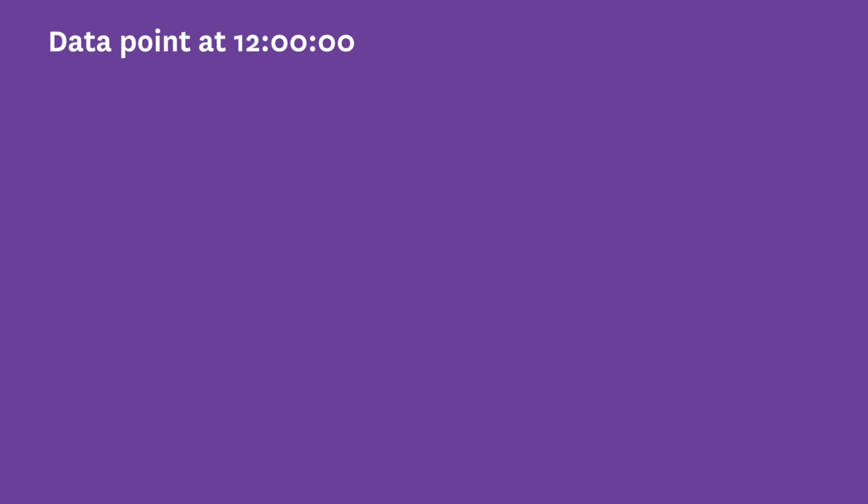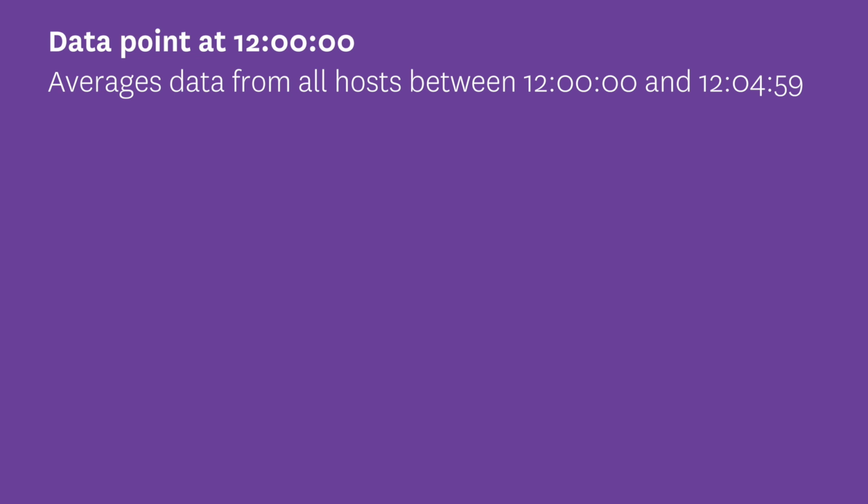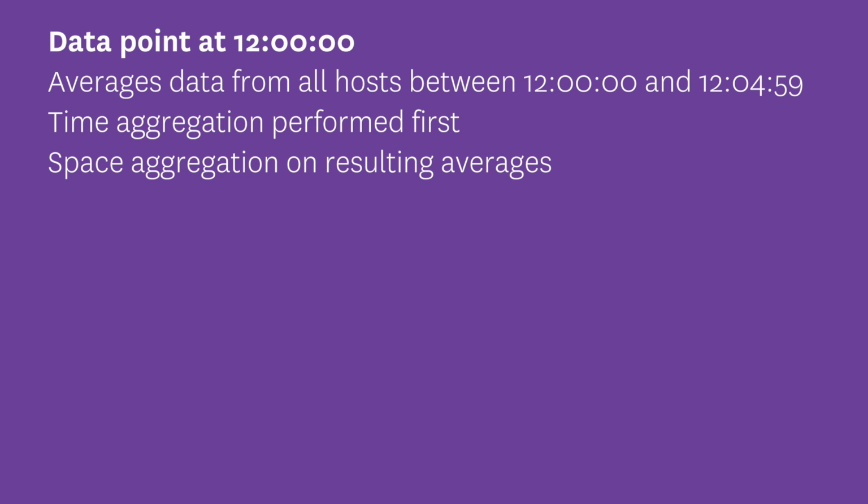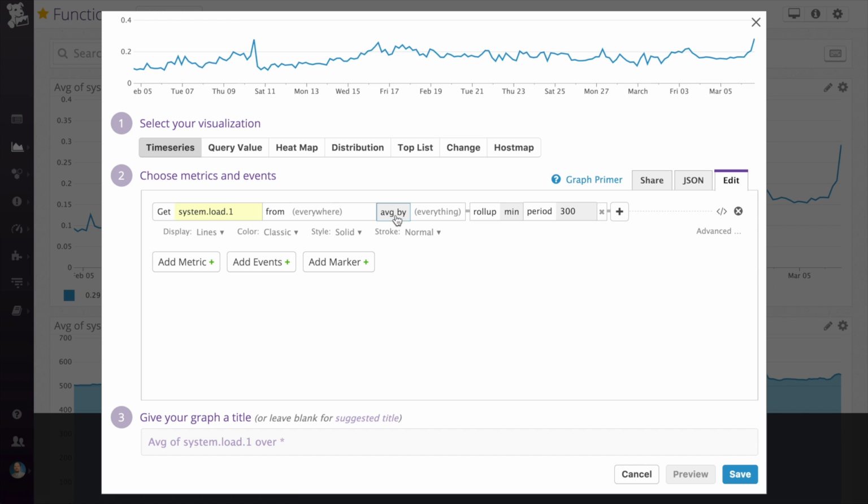So for the data point labeled 12 o'clock, we're averaging the data points from all 10 hosts received between 12 o'clock and 12:04:59. Since each of these hosts probably reported the metric more than once in that period, we do the time aggregation first and then the space aggregation. So we average out each of the individual host values and then take the average of the values reported from all the hosts. You can change the default of average for space aggregation by clicking here in the query editor.